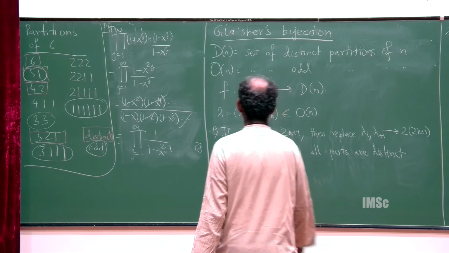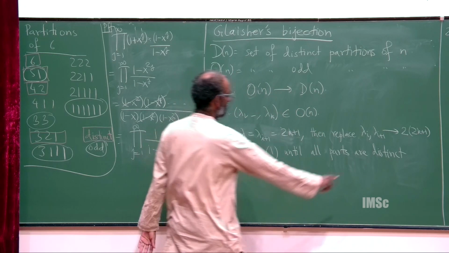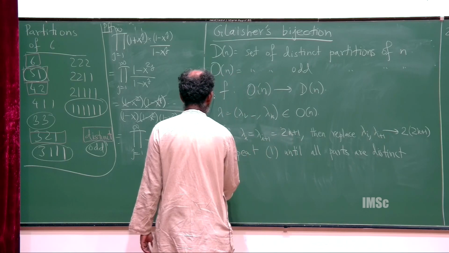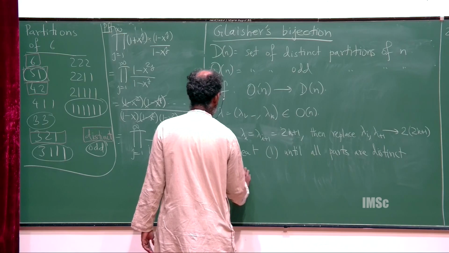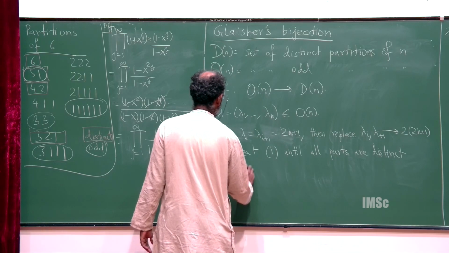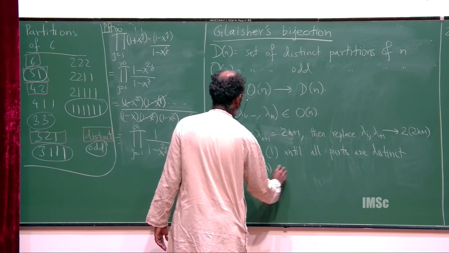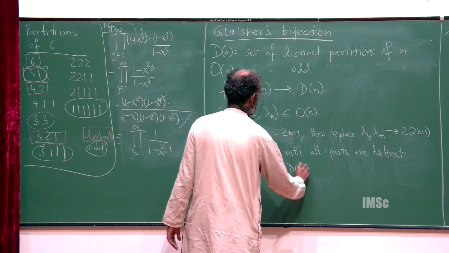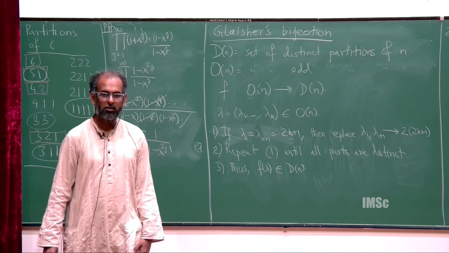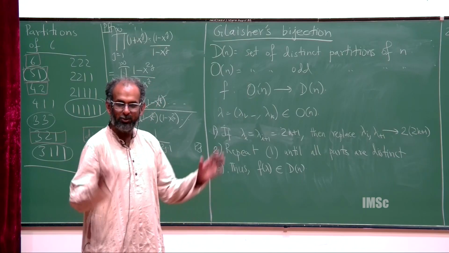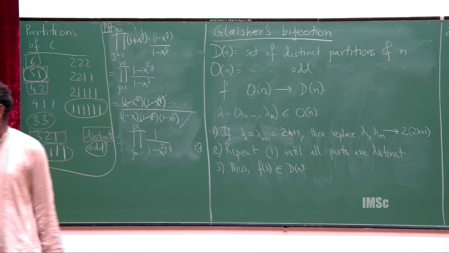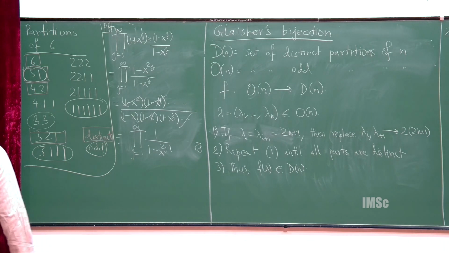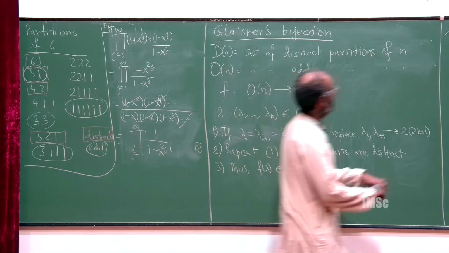So then at the end, f of lambda belongs to D of n, it gives a distinct partition, right? You just keep grouping things together. So let us see how this works for this example.